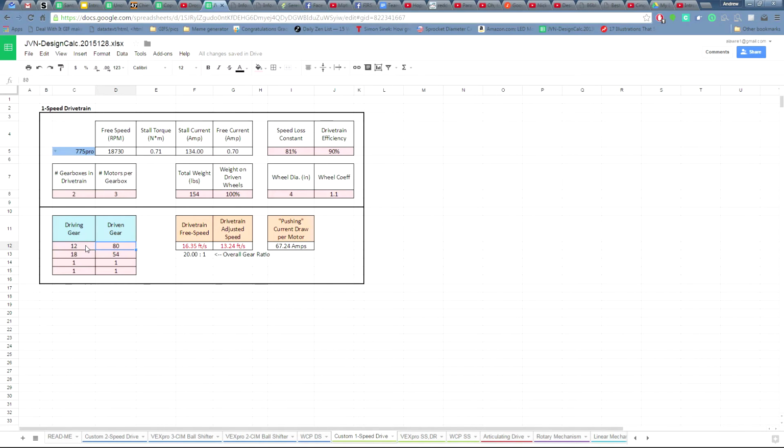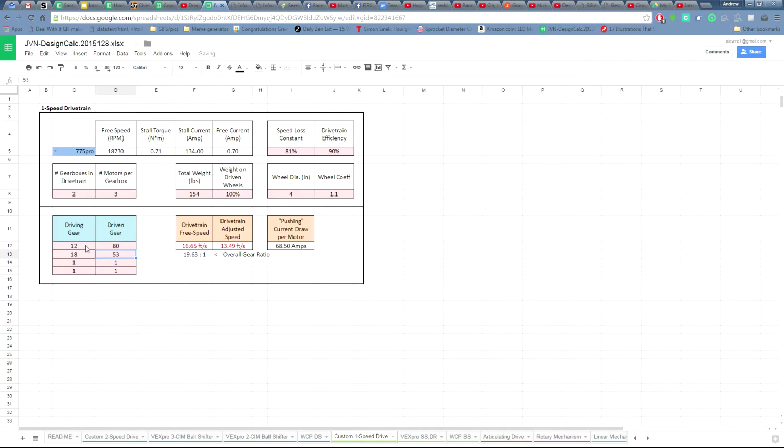So the 12 tooth is going to be on the sim, the 80 tooth on the 775 Pro. The 80 tooth is going to be on a separate shaft. The 18 tooth is going to be on the same shaft as the 80 tooth. And the 54 tooth is going to connect to the 18 tooth, but it's going to be on a separate shaft. So if that makes sense. And coincidentally, I actually did not plan this out. We almost get 13.23 feet per second.